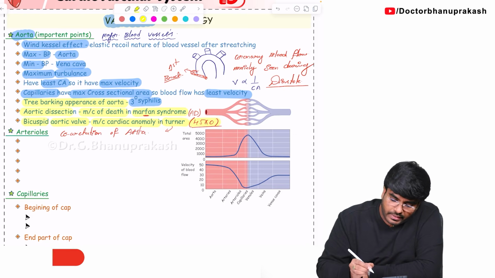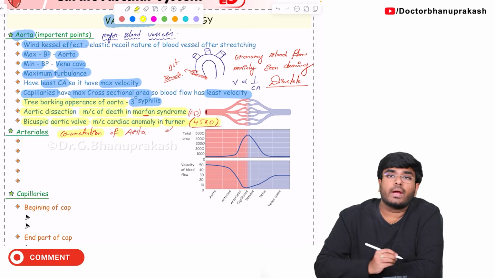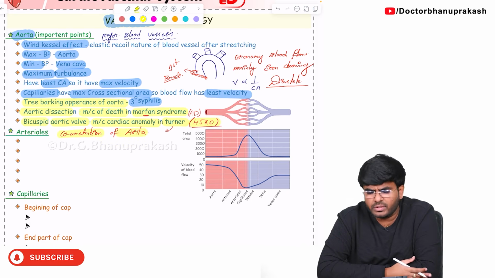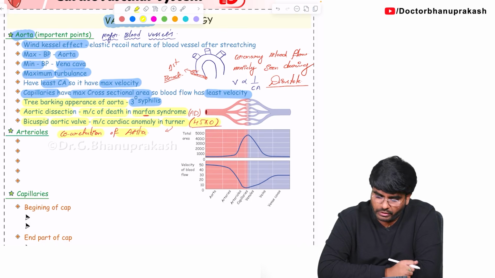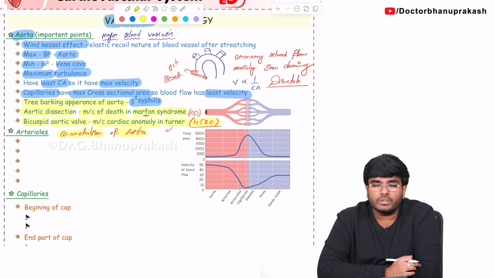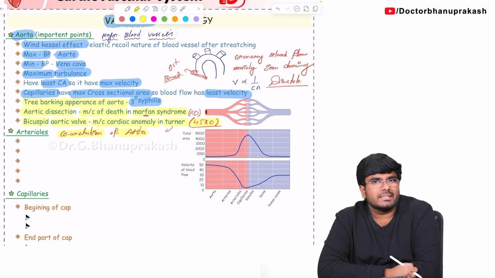Somehow students will remember this coarctation of aorta. Coarctation of aorta is seen with Turner syndrome, but they will forget that it's not the most common cardiac anomaly. The most common cardiac anomaly is always bicuspid aortic valve. Okay, so done with this. The important points about the aorta are completed. One more important point is more of pathology, but let me ask you regarding aorta.